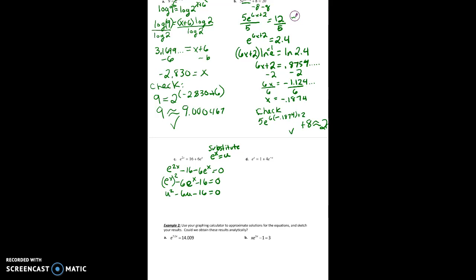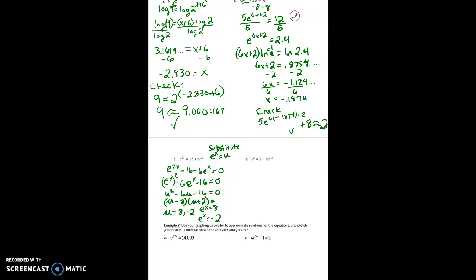So we ask ourselves, what two things multiply together to give us negative 16 and add up to negative 6? Well, hopefully you got u minus 8 and u plus 2. So then our two values for u are 8 and negative 2. But remember, we substituted in u for e to the x. So what we're going to do now is say e to the x equals 8 and e to the x equals negative 2.